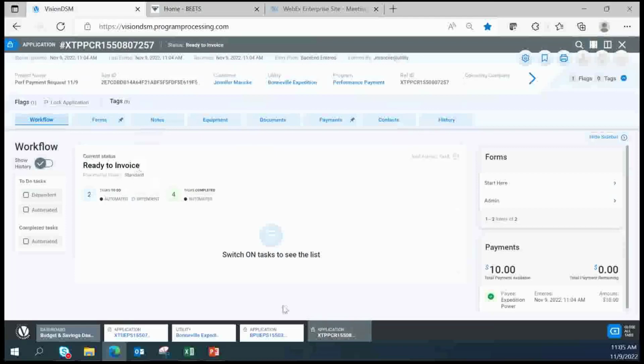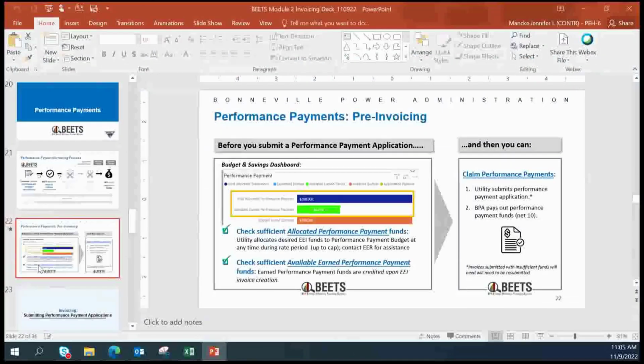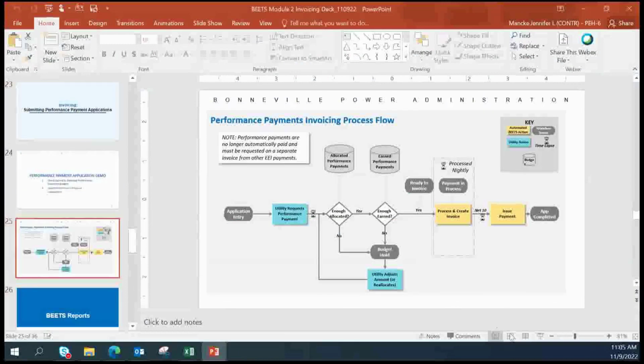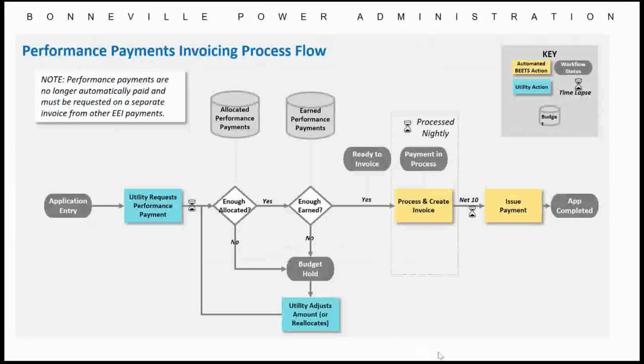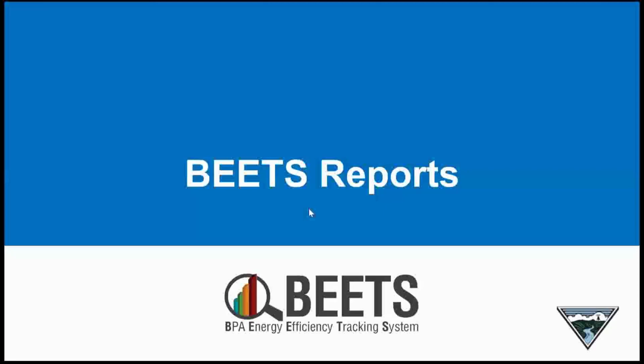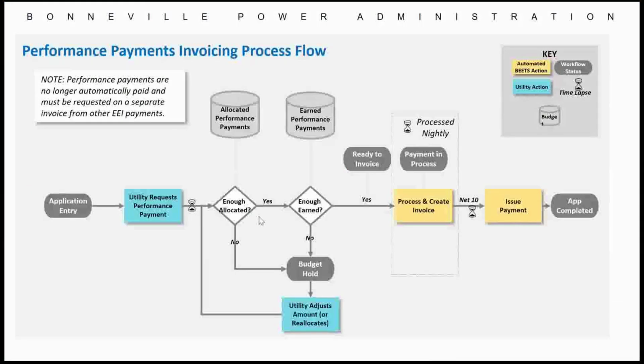Now this ready to invoice will change once that invoice is created, so we can see this detailed out here. We just entered the application. We requested the performance payment. It goes into that nightly load where allocated is checked, earned is checked. If you do not have enough funds, it will move into a budget hold, and you will get notified that you need to adjust the amount. So you'll get a task on that application in the workflow.